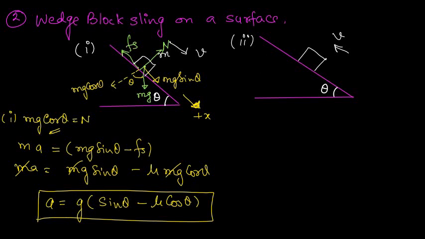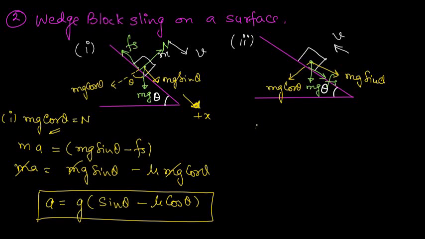Let's study the similar case, the second one. In the second one, mg will be acting in the same way as before, but the block is moving upward, so the frictional force will be acting in this direction, fs. Now when we decompose mg into two components, we get mg cos theta, and here mg sine theta, and the block is moving in the upward direction.